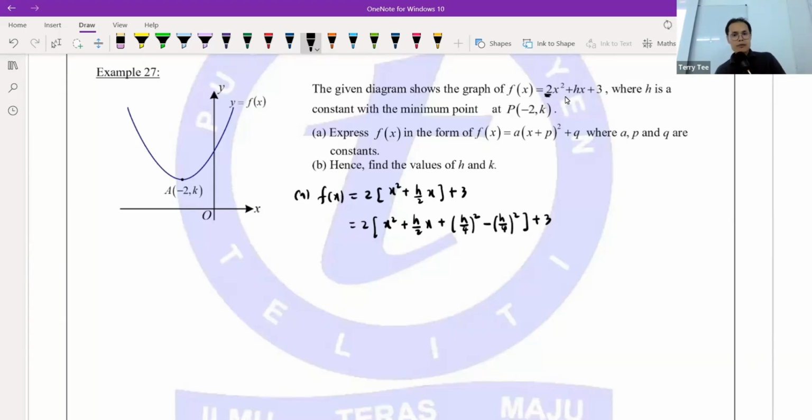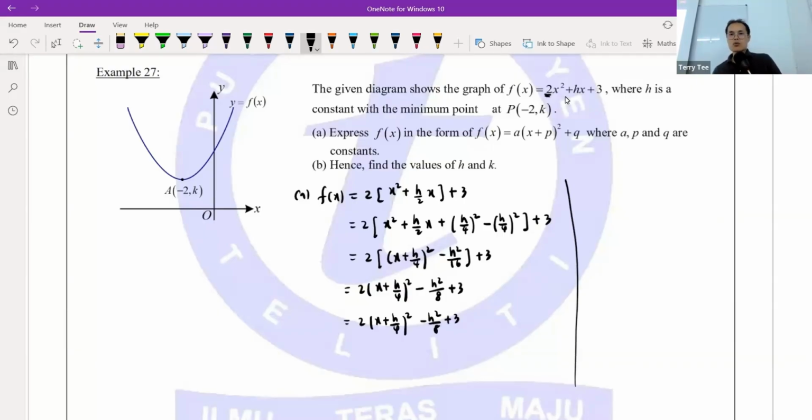Now I haven't completed the square yet. When you combine this, it becomes (x plus h over 4) squared minus h squared over 16 plus 3. This will be 2(x plus h over 4) squared. This will be h squared over 8 plus 3. The result will be (x plus h over 4) squared minus h squared over 8 plus 3. Okay, so I've already expressed in this form, right?